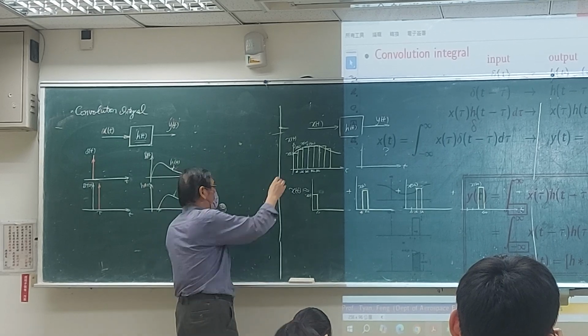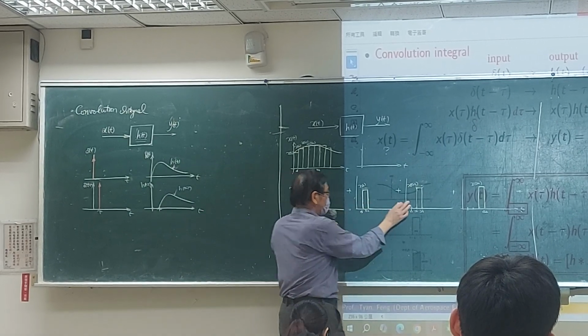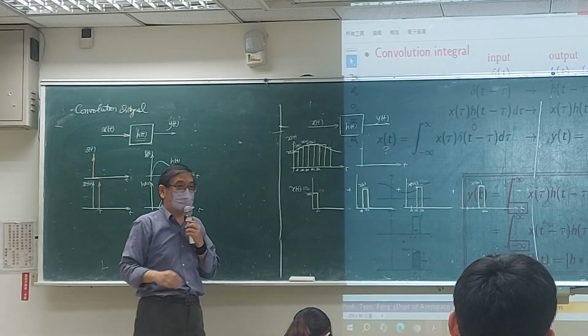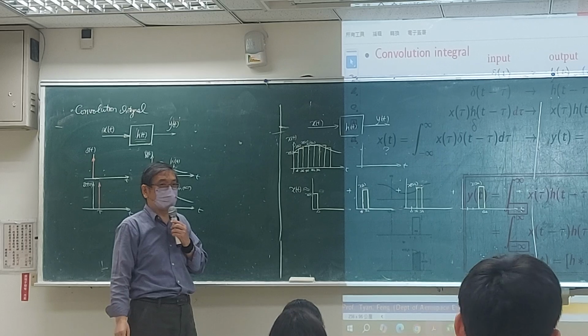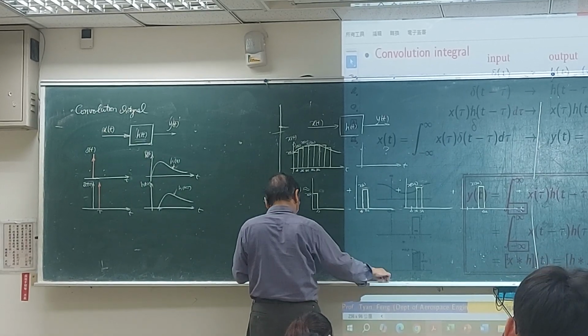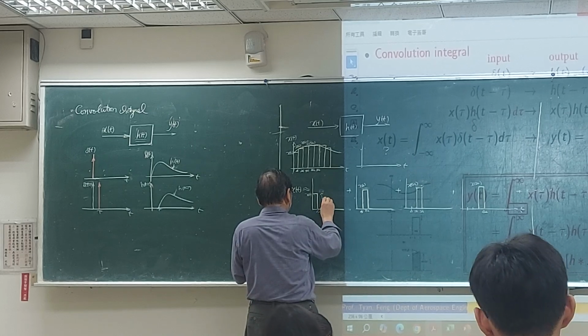So this x of t can now be approximated as the sum of many small strips, small rectangular functions. One more time, let me remind you the height is x of 0.